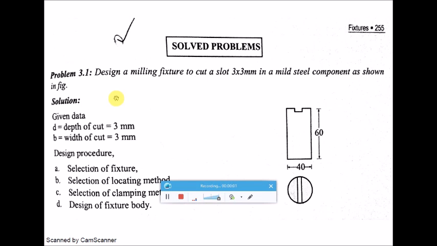Okay, this is the first example, which tells us how to design a milling fixture. So we know what a milling fixture is, or we know generally what a fixture is. A fixture is a production device which is used to hold and clamp the workpiece. It generally doesn't guide the cutting tool.